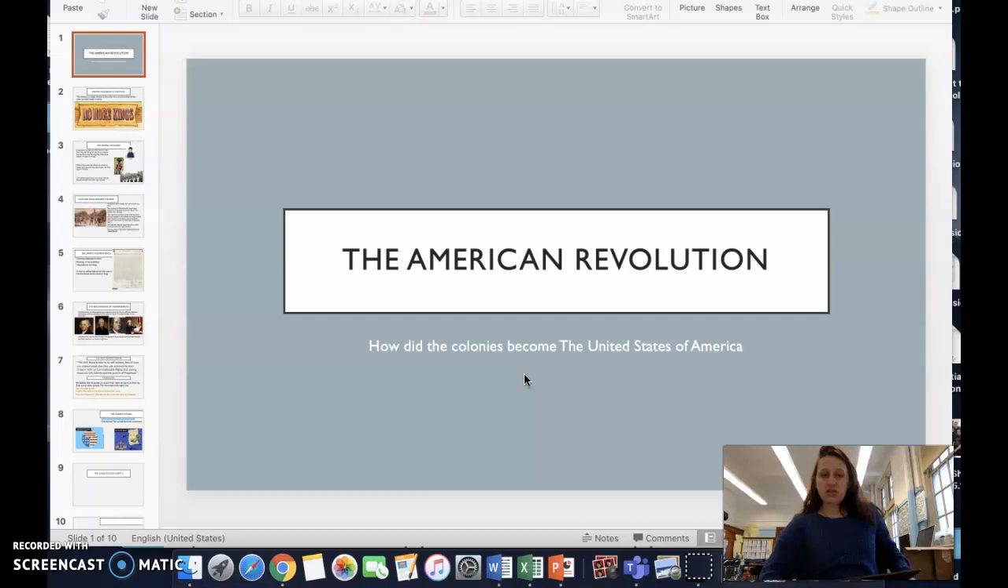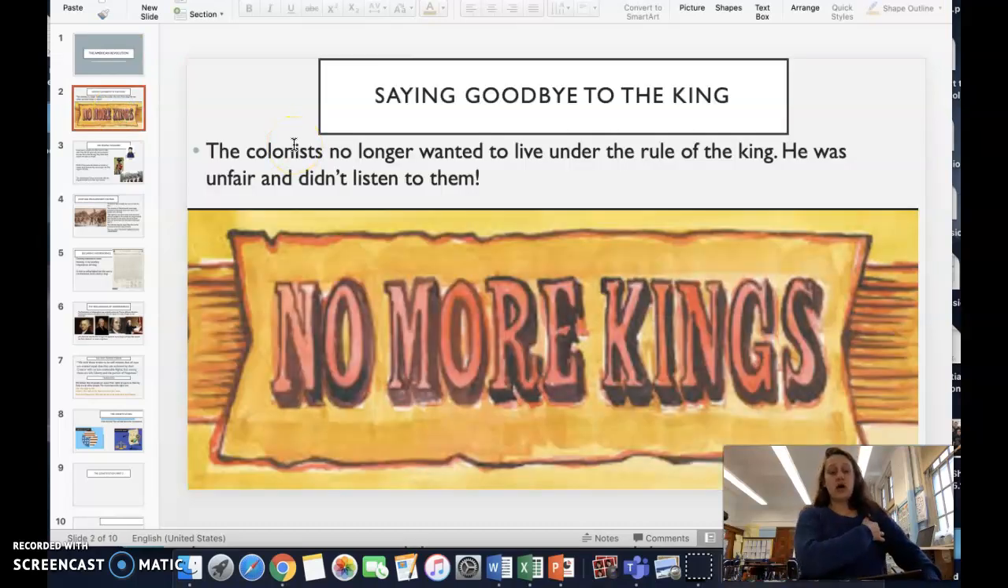So the Americans weren't really too fond of this. They wanted to be their own country. So we're going to explore how the colonists became members of the United States of America. And essentially, they started with saying goodbye to the king. They didn't want to live under him. He was taxing them on their tea, on things that they owned, on marriage licenses, on anything and everything in order to make money off of them. And they did not find this to be fair.